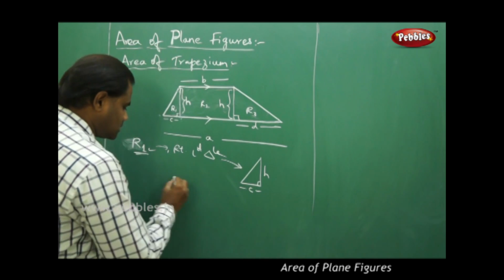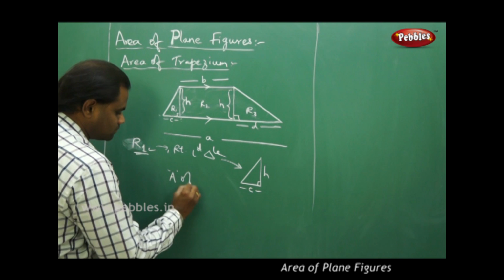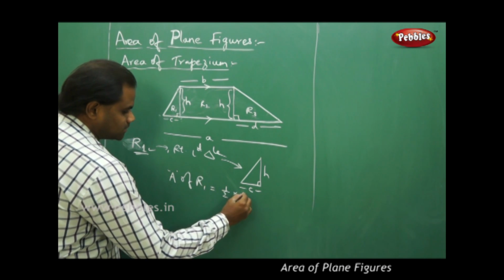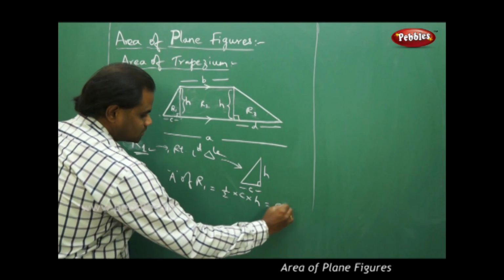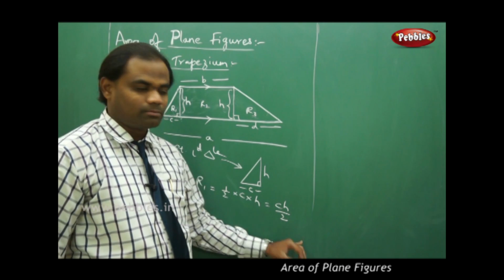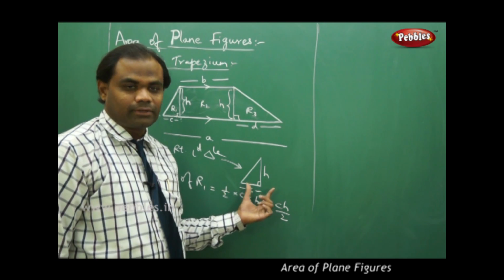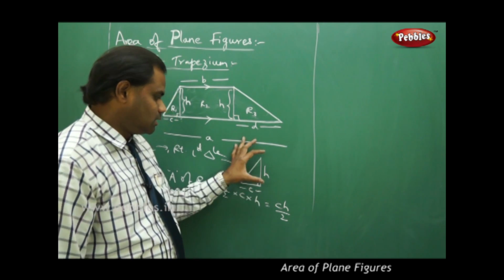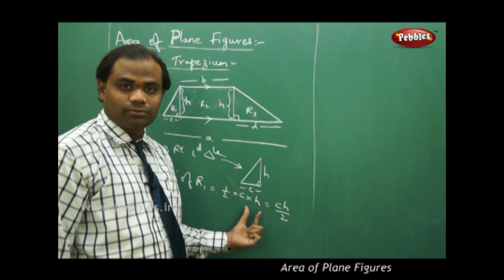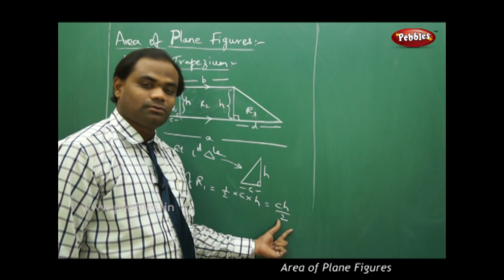Therefore, for this I get area of R1 is nothing but half into base into height. So this is ch by 2. I get this to be ch by 2 because we have the area of a right angle triangle as half into base, which is c, and the height, which is h. So half into base into height is half into c into h, that is ch by 2.